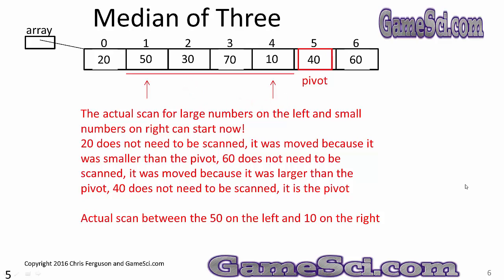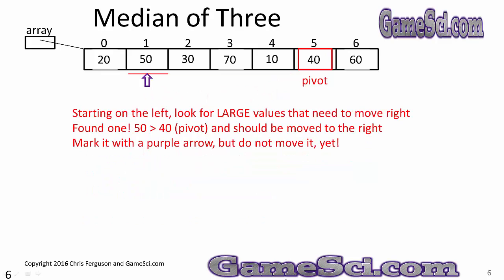The actual scan while doing this partition will occur between 50 and 10. 50 on the left and 10 on the right. Starting on the left, let's look for large values that need to move right. Found one. 50 is greater than 40, the pivot, and should be moved to the right. Let's mark it with a purple arrow, but do not move it yet.